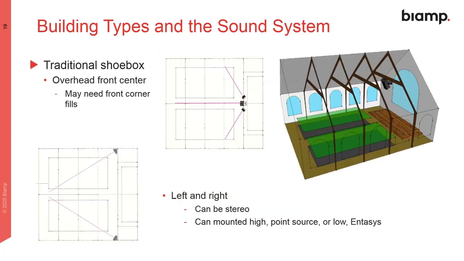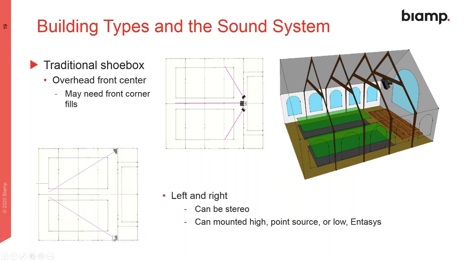Building types. How does the building type affect the sound system? Well, let's go through a couple of common buildings here. The traditional shoebox shape, square or rectangular, if there's adequate height, can be covered from a single speaker overhead. We may need fills again for the front corners. Or you can put speakers left and right and actually be stereo. And here's what I meant about two-channel stereo not costing a lot more.